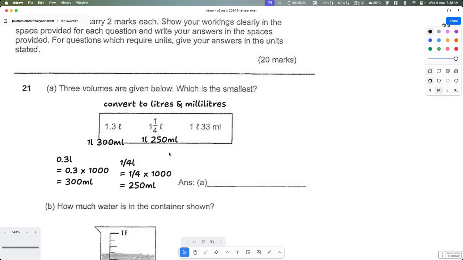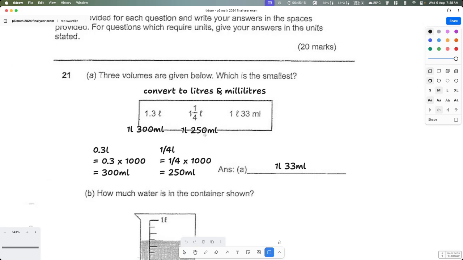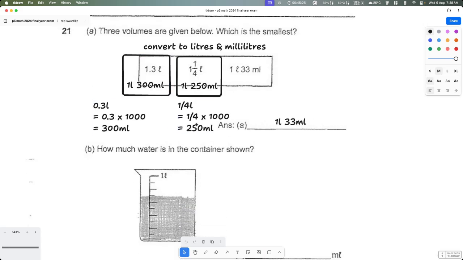So from here, which one is the smallest? The smallest is this one, 1 liter 33 ml. There you go, this is the smallest. I'm going to put a bracket so at least you can see which one is which. Looks good. Let's move on to the next one.